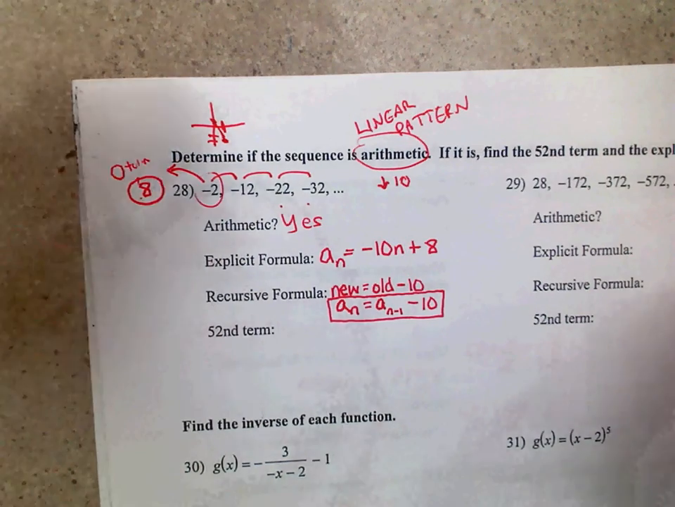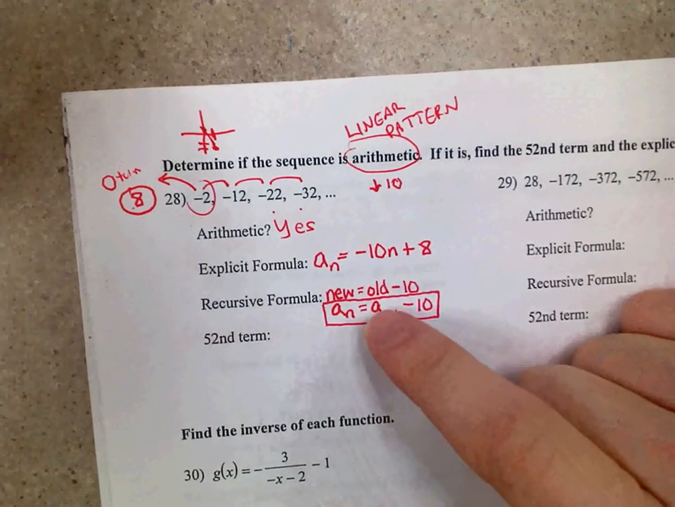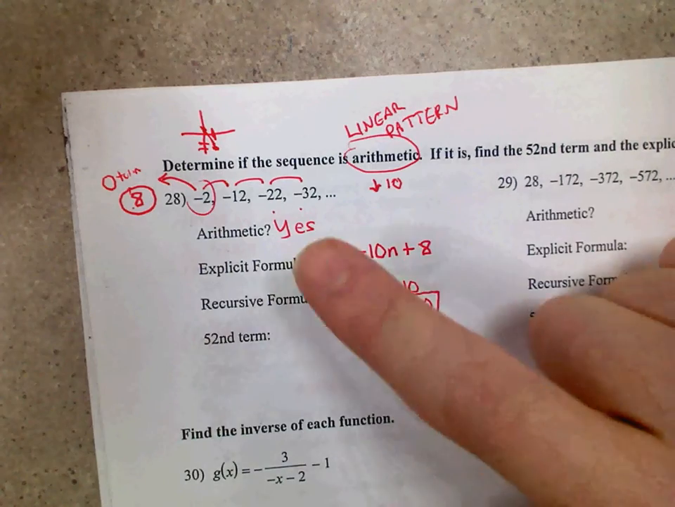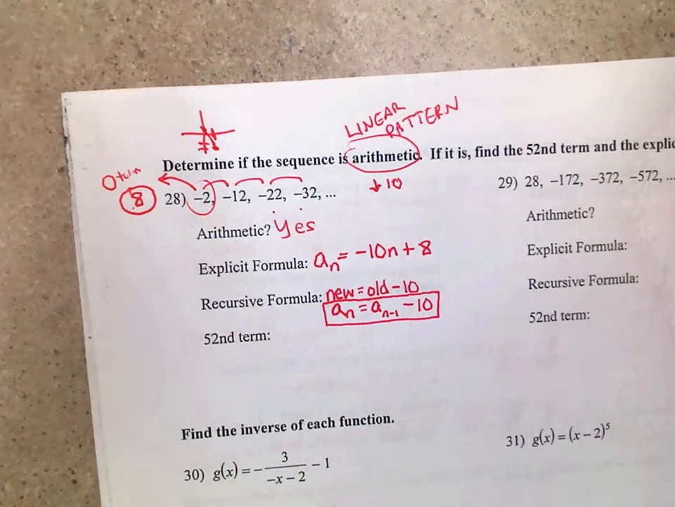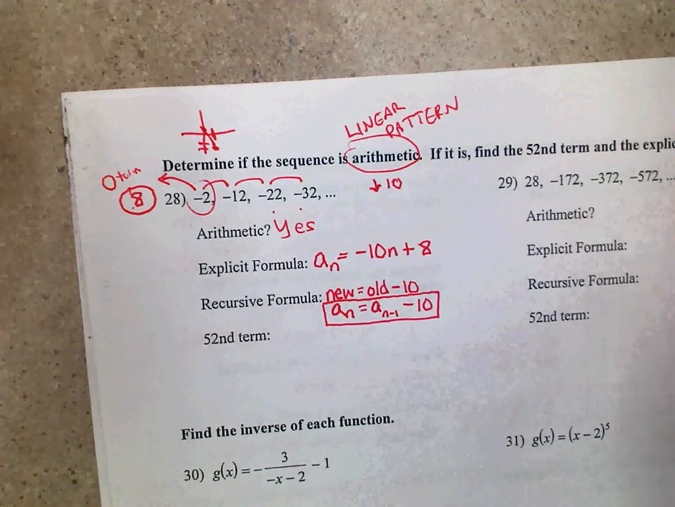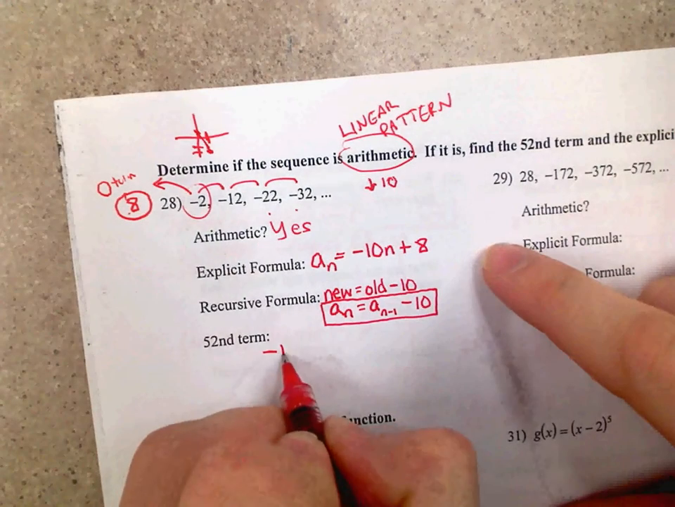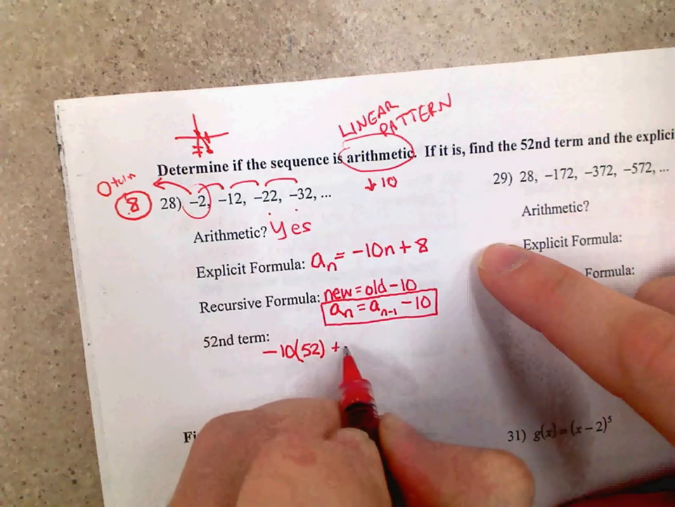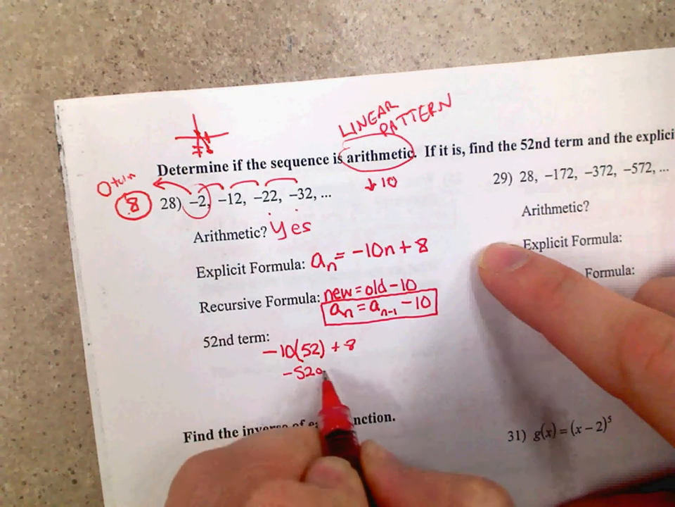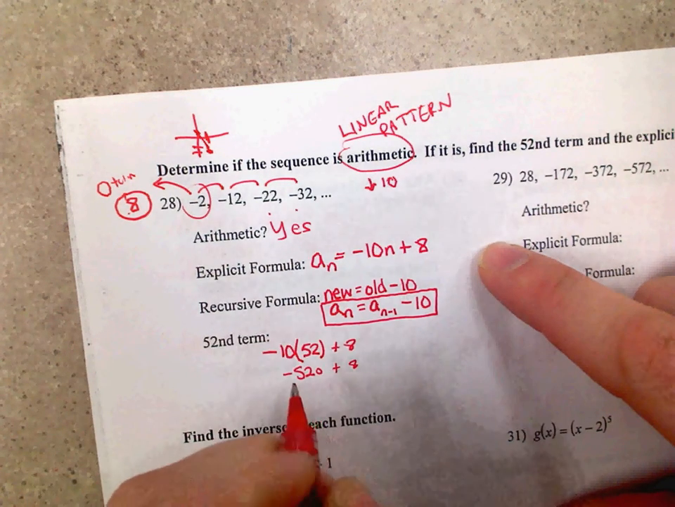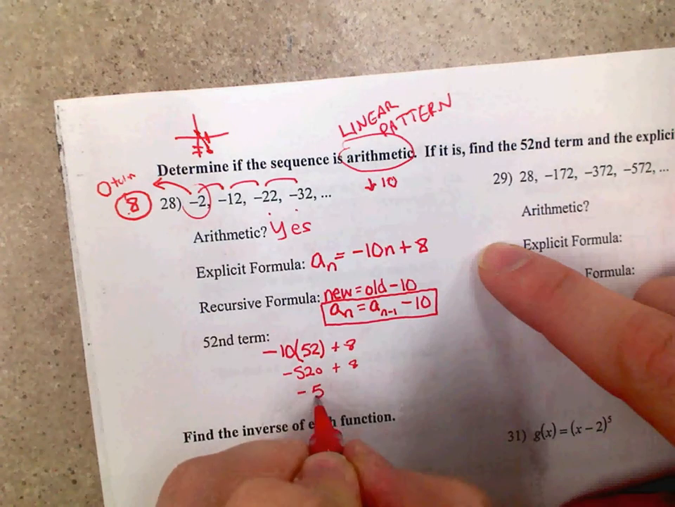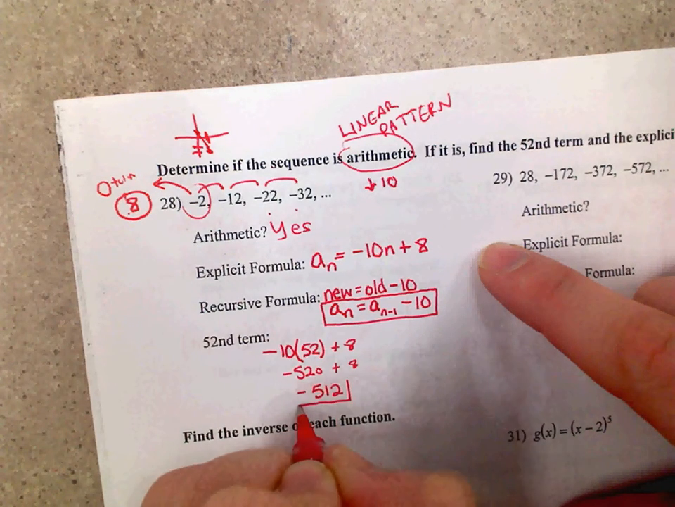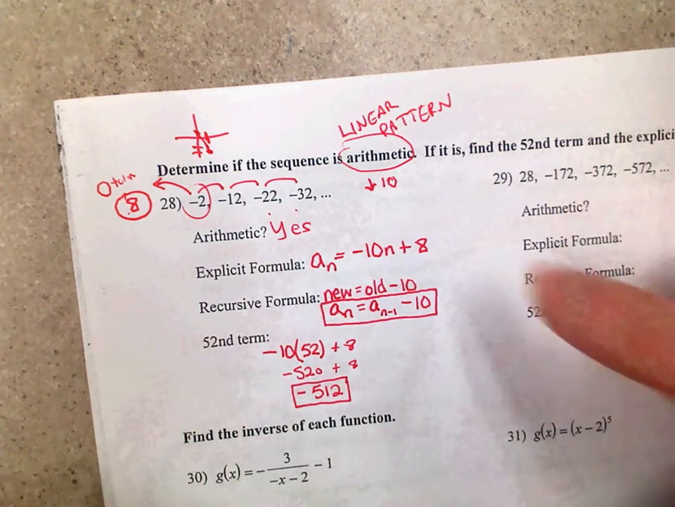Okay, 52nd term, be pretty easy. We already have an equation that we can use. Now, you could just go through the pattern over and over and over again until you got to 52, but that would take a long time. So instead, we can use our explicit formula and just say negative 10 times the 52nd term plus 8. Negative 520 plus 8. Negative 512.